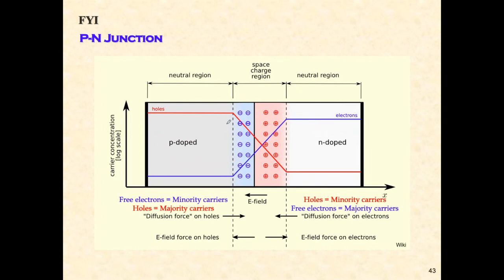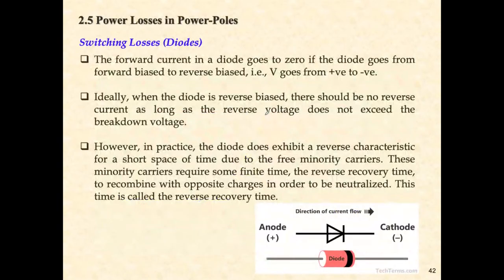And here the majority carriers will be electrons. So when the diode is under switching, say for example a transition from forward bias to reverse bias, some minority carriers cannot go back to their initial position. It still takes some time for them to return to their position. So that period of time can induce losses. That is the statement here.